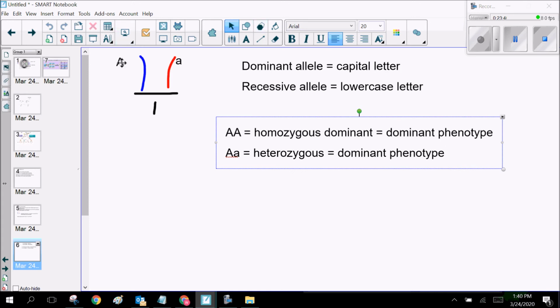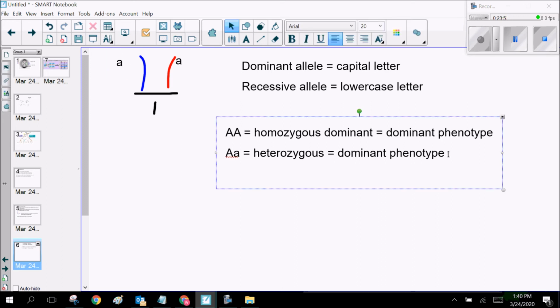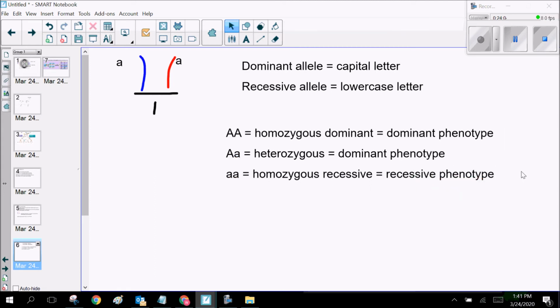It's only when, let's say the dad had the recessive allele as well, that you get a homozygous recessive. Remember, homozygous means same allele, so you have 2 of the same alleles, but they're recessive, and you get the recessive phenotype or the recessive eye color. This is just talking about one particular trait. There are many, many traits that we talk about, but this is just one.